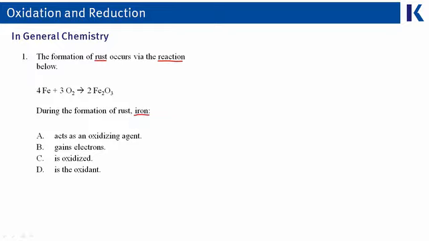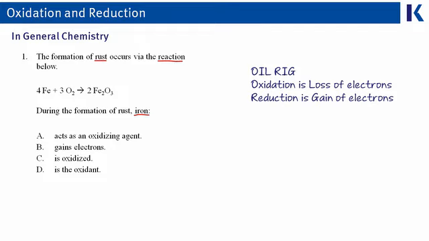Give it a shot. What do you think is the answer to this question? Well, as one of the mnemonics goes, OIL RIG. Oxidation is loss of electrons, reduction is gain. So that means in this reaction, since iron moves from elemental iron into ionic iron, notice that iron bonding to oxygen in this way means iron needs to take on a positive charge. A positive charge is a loss of electrons. That means it's getting oxidized.